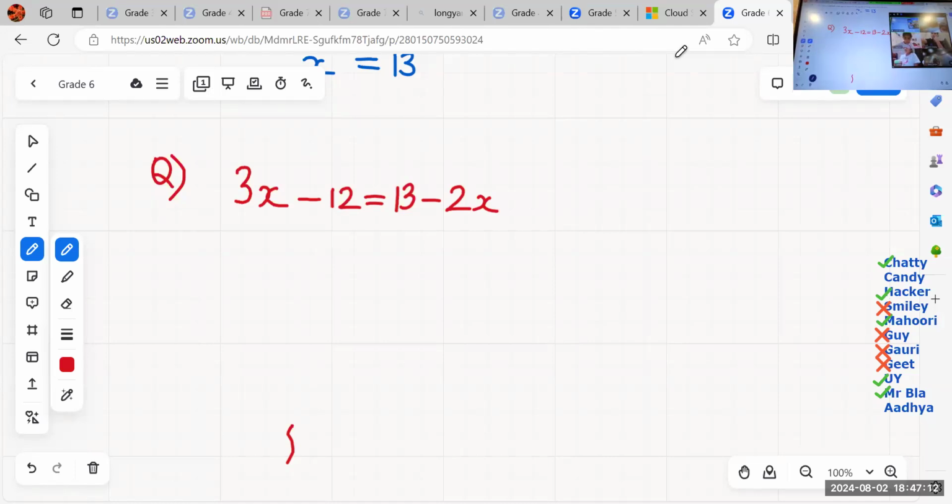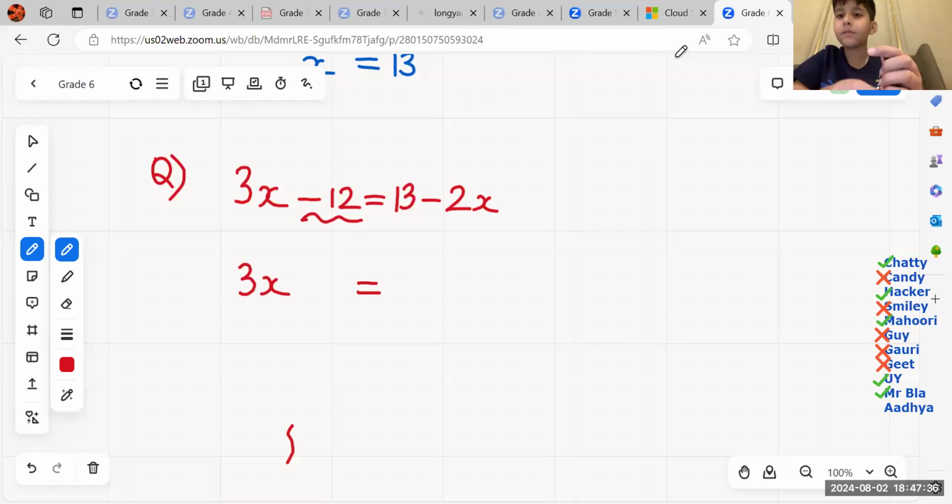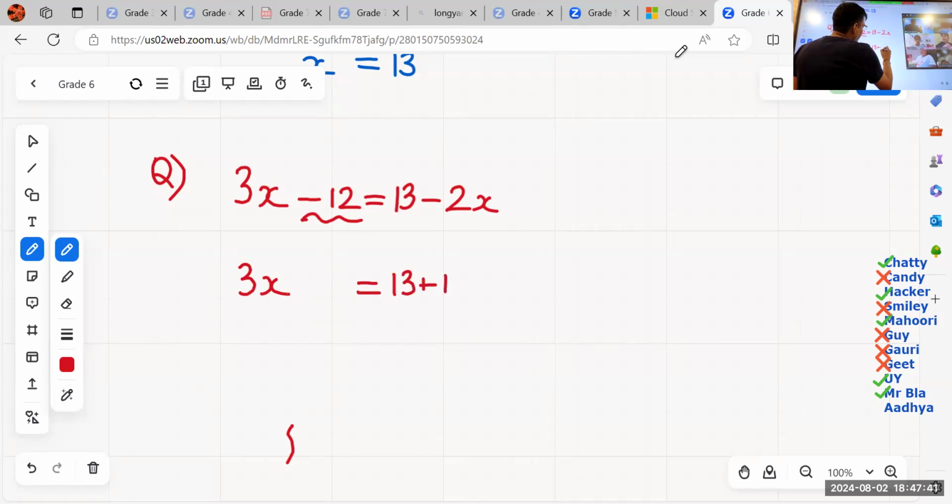So, guys, listen up. So minus 2x, can I move it to the left side or should I first move 12 to the right side? What should I do? So 12 to the right side. So basically it's minus 12 to the right side. So when I move minus 12 to the right side, what will it become? Plus 12, which will be 13 plus 12 minus 2x. 13 plus 12 is 25.